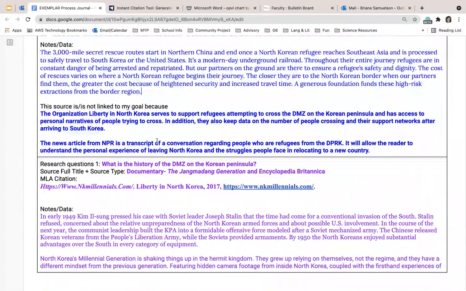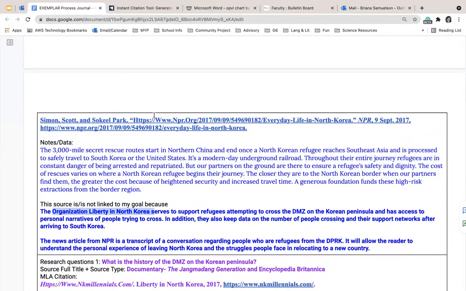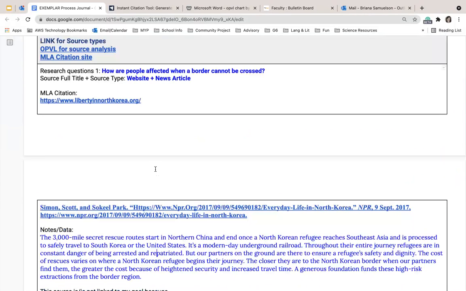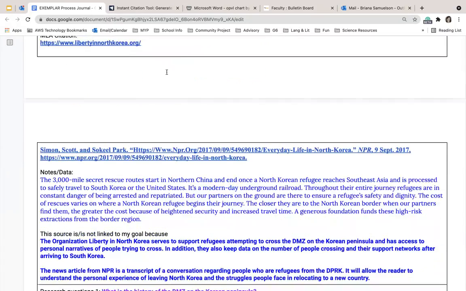And then I had to think about, how did that source link back to my question? The organization is called Liberty in North Korea, and I wanted to really think about that organization and how it could help me answer my question. It actually meets with refugees, it keeps data on things, and I think all of that data I can put into my notes, and I think it will help me have a better understanding of what it feels like to be a person stuck on one side of a border.